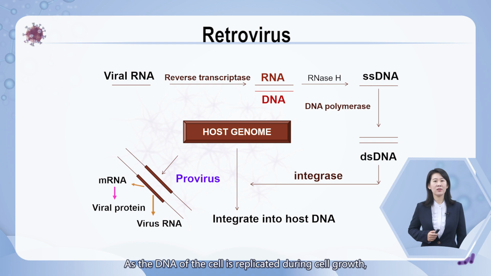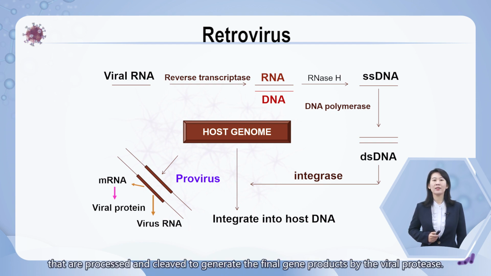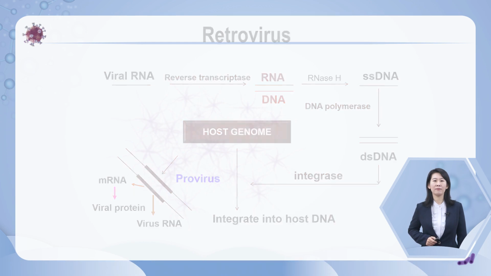As the DNA of the cell is replicated during cell growth, the viral DNA is also replicated. This DNA copy is then transcribed into viral mRNA by the regular host cell RNA polymerase and translated into viral proteins. HIV synthesizes large polyprotein precursors that are processed and cleaved to generate the final gene products by the viral protease.